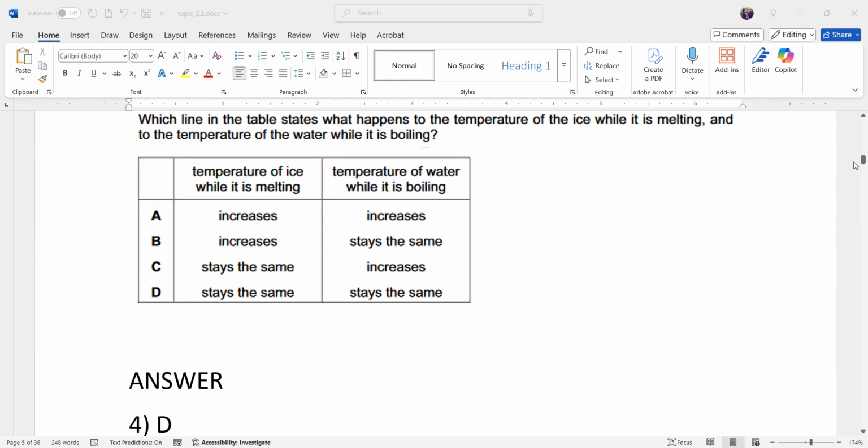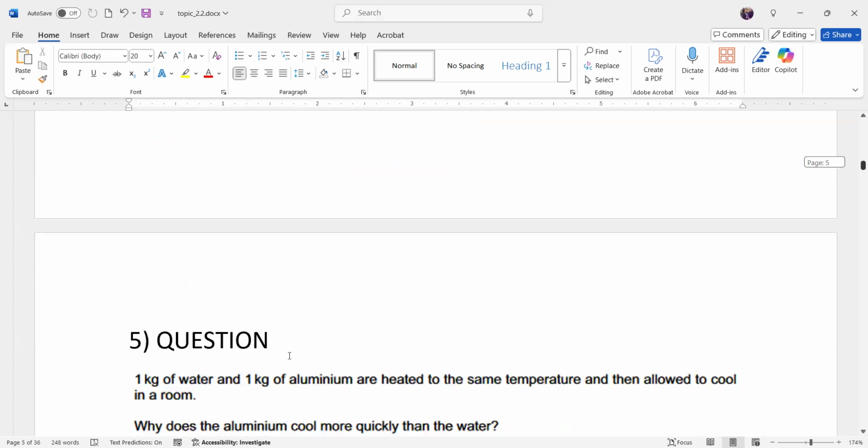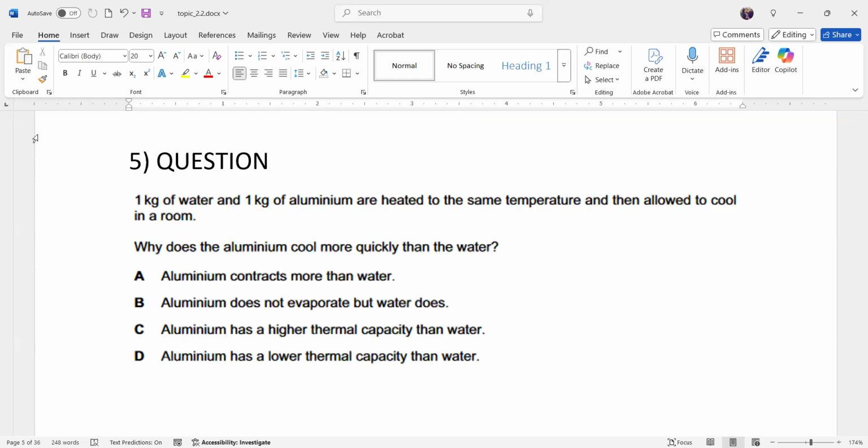Then the last question for today, question 5. So we have 1 kilogram of water and 1 kilogram of aluminium heated to the same temperature and then allowed to cool. Why does aluminium cool more quickly than water? So why is the aluminium temperature change greater, quicker? Because they mentioned they are heated to the same temperature, but aluminium cools down faster.